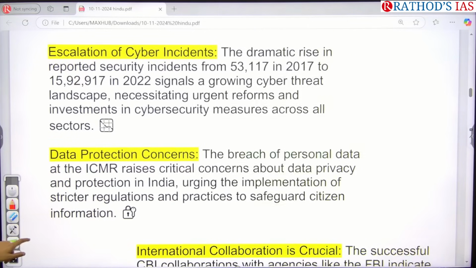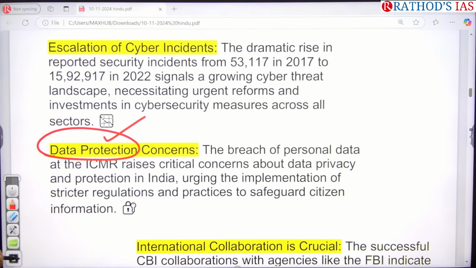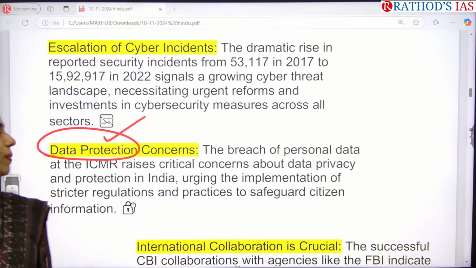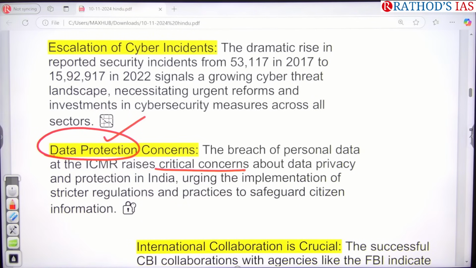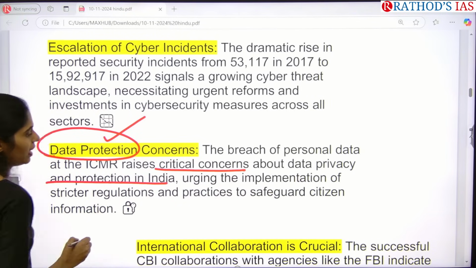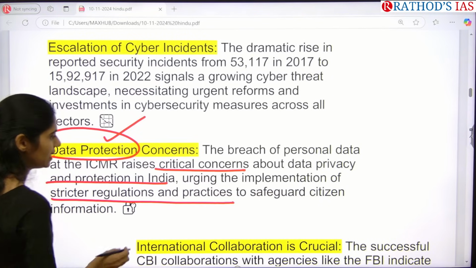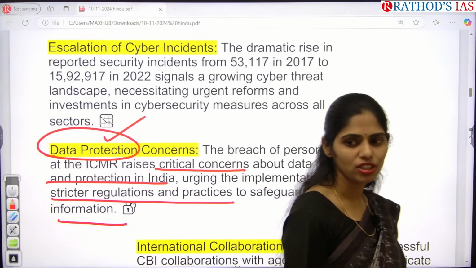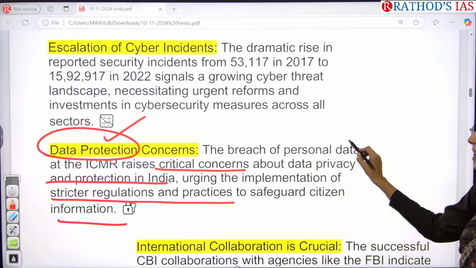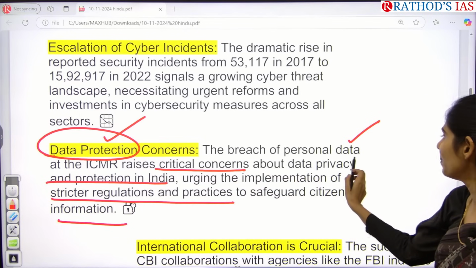And the third important point is that we also have concerns regarding data protection. Especially there is a breach of personal data as well. So it is one of the critical concerns about how we are maintaining data privacy and how we are protecting data in India. We have to focus on stricter regulations and practices regarding safeguarding of citizen information. Recently we passed the data protection bill. But beyond that, we need proper stricter regulations for the protection of especially the personal data of people.